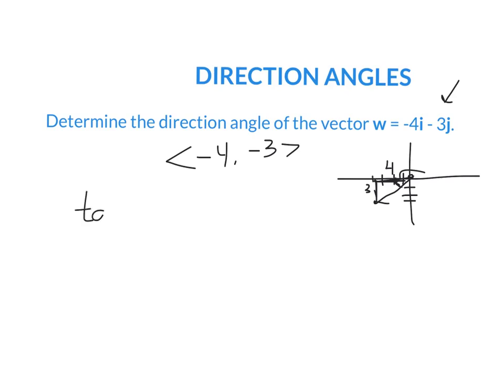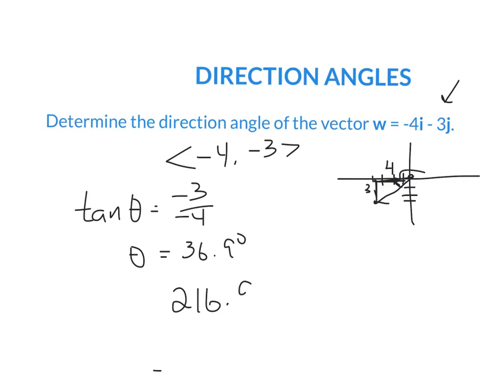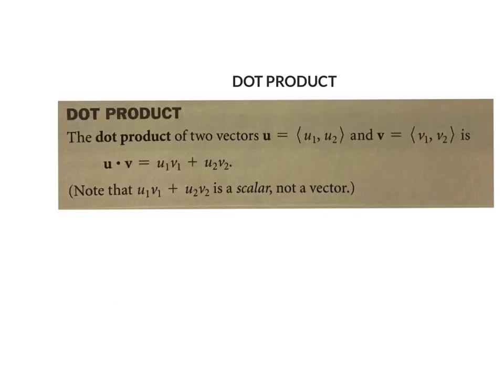So I'm going to do tangent theta equals negative 3 over negative 4. I'm going to take my calculator and punch that in. When I punched it in, here's what I got: 36.9 degrees. But if I'm looking at that angle, I know that's in quadrant 3. So what I need is the quadrant 3 angle. I'm going to add 180 to that. 180 plus the 36.9 would be 216.9 degrees. And that's my theta. That's all there is to that one.